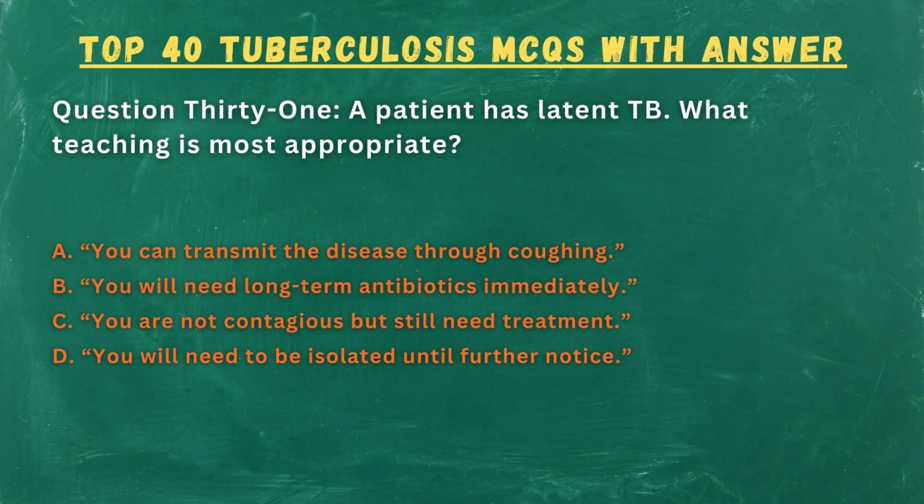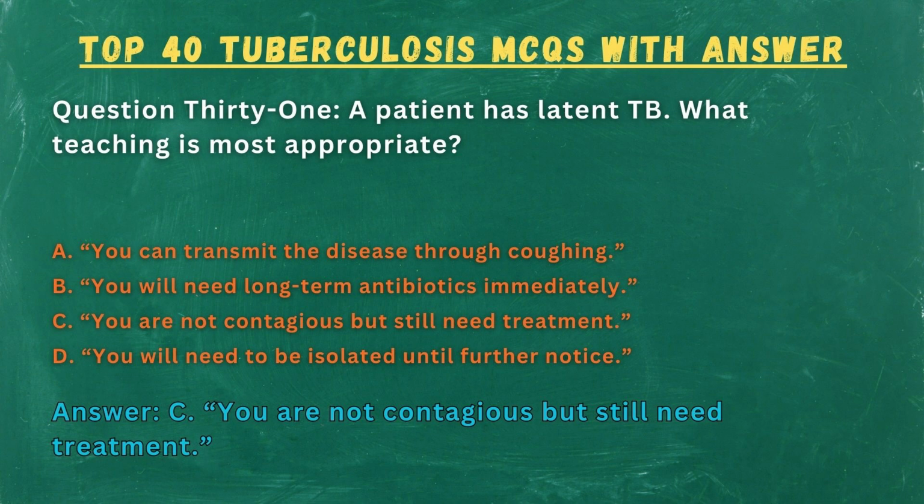Question 31. A patient has latent TB. What teaching is most appropriate? A. You can transmit the disease through coughing. B. You will need long-term antibiotics immediately. C. You are not contagious, but still need treatment. D. You will need to be isolated until further notice. Answer: C. You are not contagious, but still need treatment.